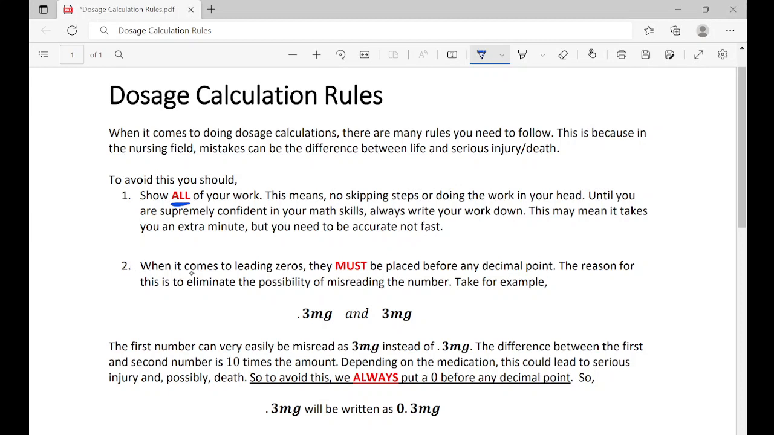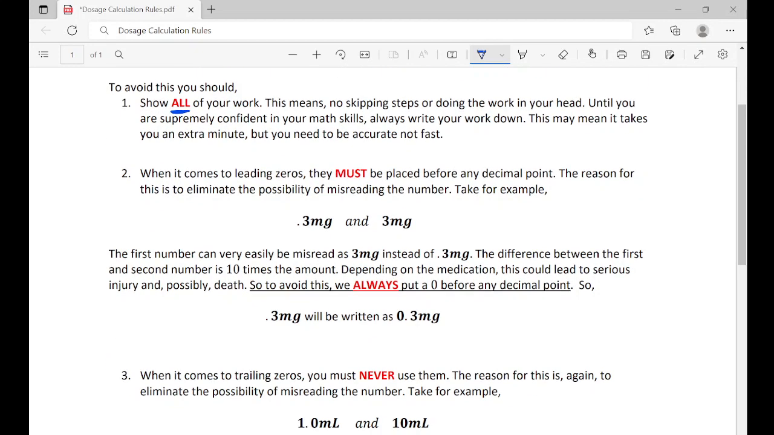Second, when it comes to leading zeros, they must be placed before any decimal point. And the reason for this is to eliminate the possibility of misreading a number. So let's take, for example, these two numbers, .3 milligrams and 3 milligrams. The first number can very easily be misread as 3 milligrams instead of 0.3 milligrams. If you just glance over this, you might miss that decimal point.